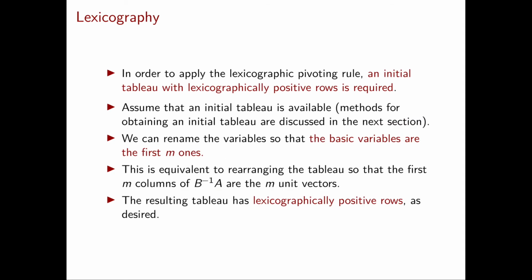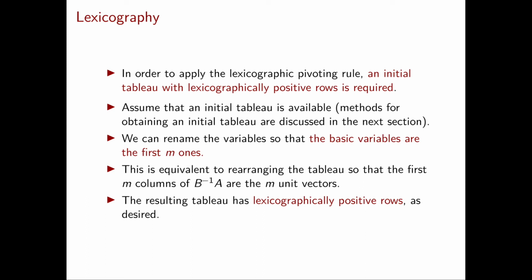The last thing that I want to say about the lexicographic pivoting rule is about the strange assumption that we had at the very beginning of our theorem 3.4. In fact, if you remember, in order for the theorem to hold, we need to have an initial tableau with lexicographically positive rows. In general, of course, you don't have such a property.